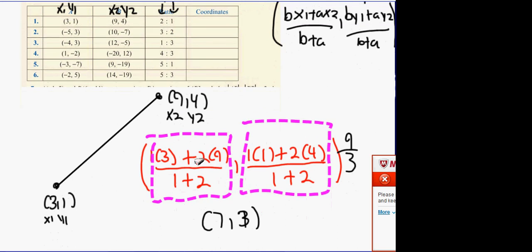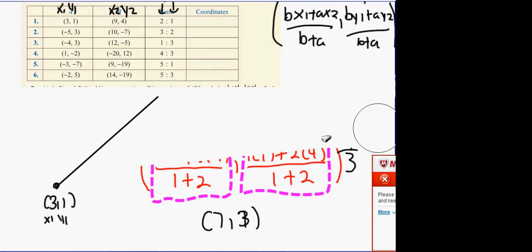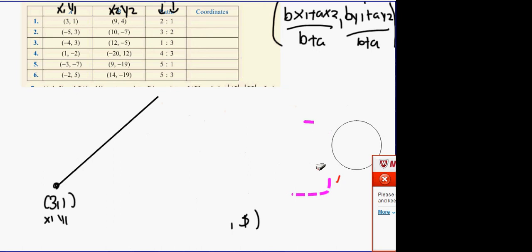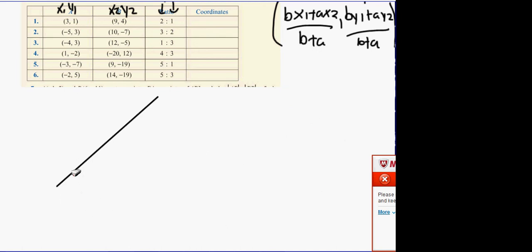We'll try number 5, okay? Now number 5, okay guys? Number 5 is 1, 2 is up here. Or 1 minus, sorry. It goes this way, and it's minus 3, minus 7, and then it goes to the right and down to 9, minus 19.